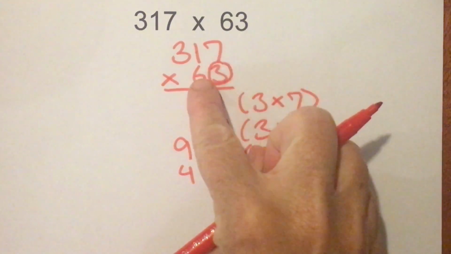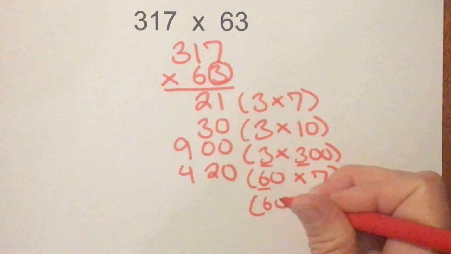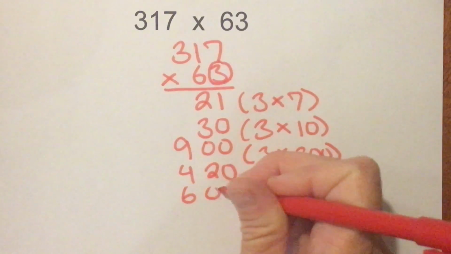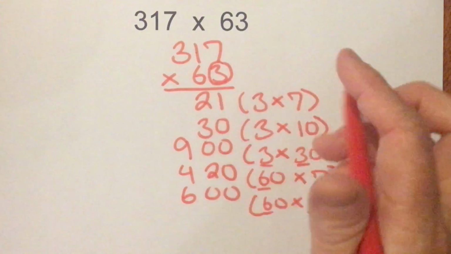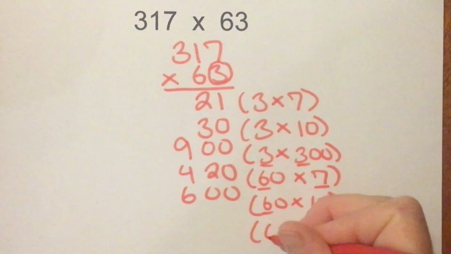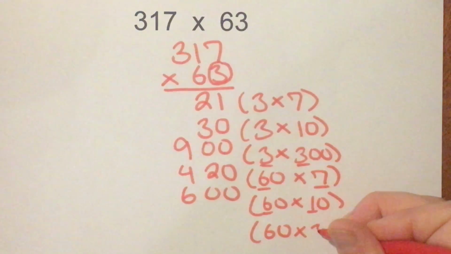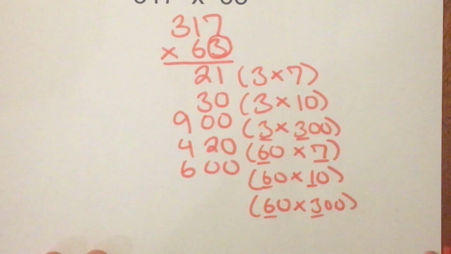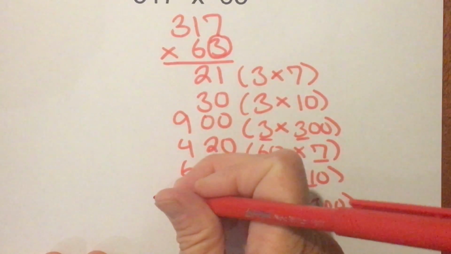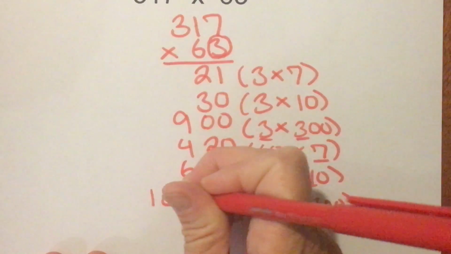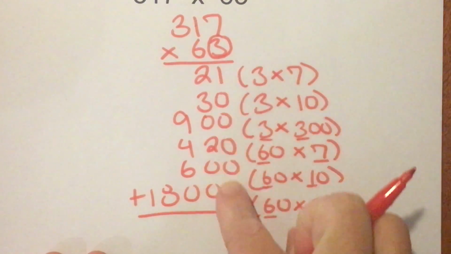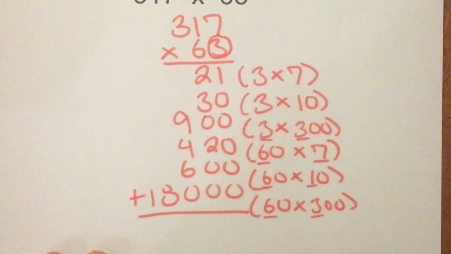Okay, so I went there, now I'm going to go here. 60 times 10 is going to give me 600. And now I have to go to my last one. 60 times 300. Wow, now we're getting really big ones. Is 18 plus 3 zeros. So 18 plus 1, 2, 3 zeros. Okay, I did my best to keep everything nice and lined up.